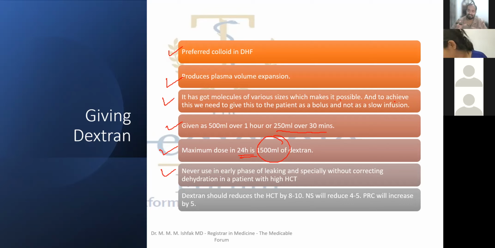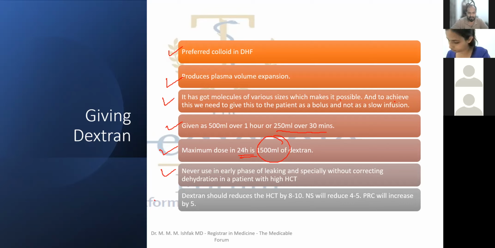Always make sure dextran is given towards the end, towards the latter period of your critical phase, not during the early period. The dextran should be given in the latter period of the phase, so that you make sure that enough fluid has been given, and then the next option is colloids. That is how you should give dextran, not the other way around.